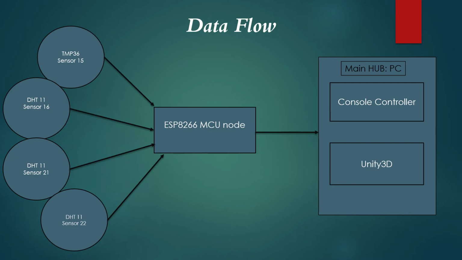So basically, our entire architecture goes like this: we have an analog sensor, a TMP36, and three DHT11 digital sensors. We have a NodeMCU, ESP8266. All of these sensors track the temperature using the ESP8266 and then finally communicate it to the main PC hub, where it's used for prediction, simulation and containment.